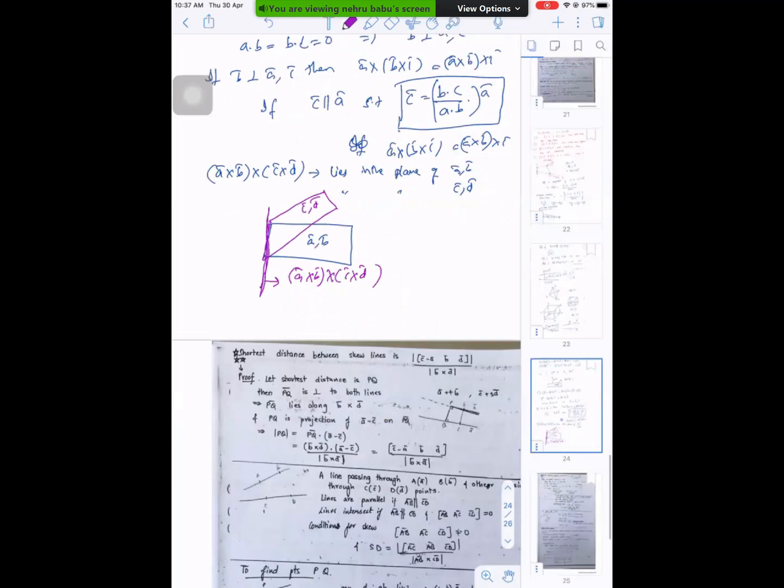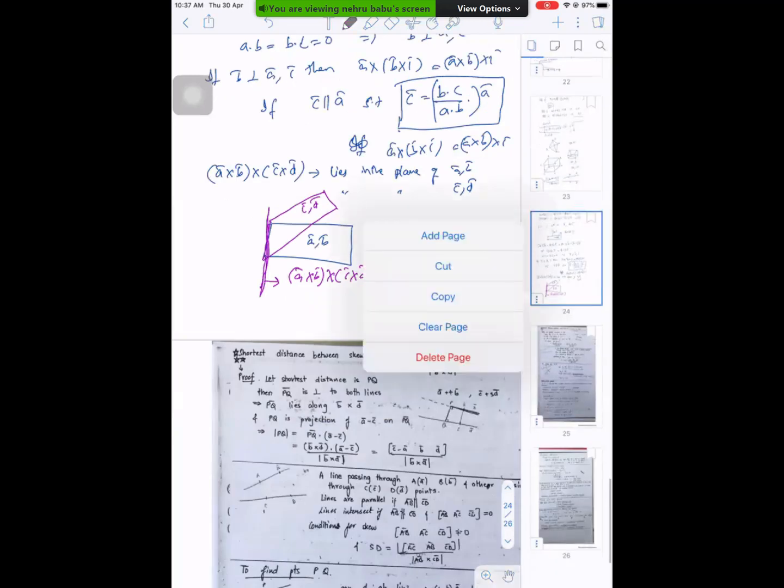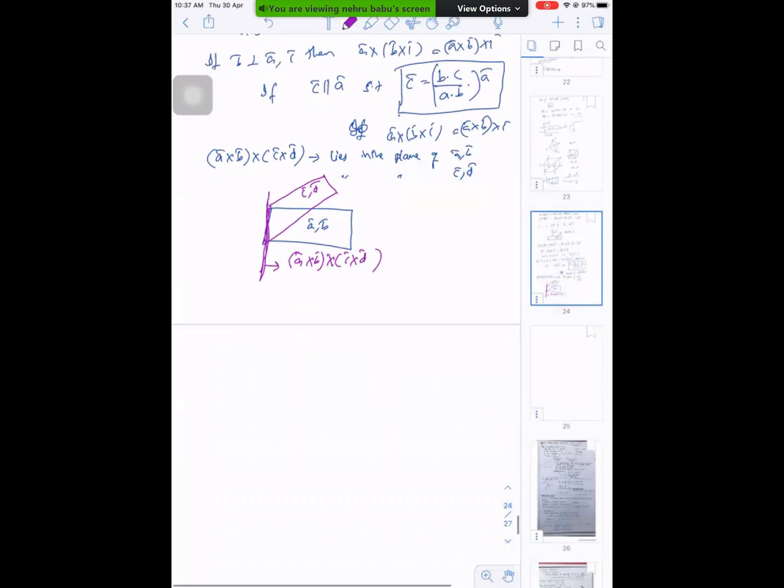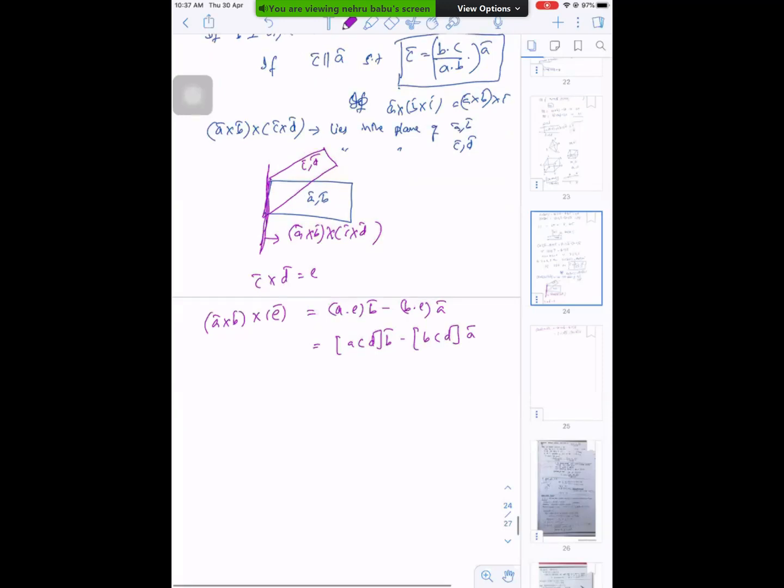What is this A cross B cross C cross D result? If you assume A cross B as A bar, for example, and assume C cross D equal to E, then this result is A dot E into B bar minus B dot E into A bar. That is exactly the same as box of ACD into B bar minus box of BCD into A bar. So it is in the plane of AB.